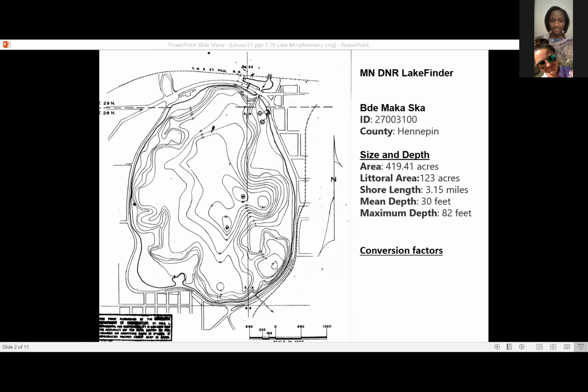Okay, so 419.41 acres times 0.4047 divided by 1 is 169.7 hectares. 3.15 miles times 1.61 kilometers is 5.07 kilometers. 30 feet times 0.3048 meters per foot is 9.144 meters.